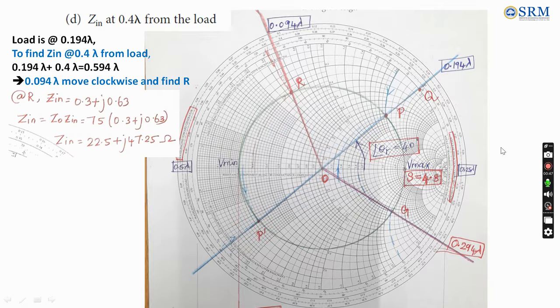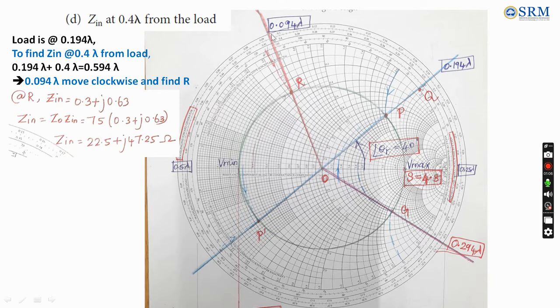Since the complete Smith chart is 0.5 lambda, we subtract 0.5 lambda from this value, and we get 0.094 lambda. So we have to move this particular distance clockwise and find the location R where the normalized input impedance is available.